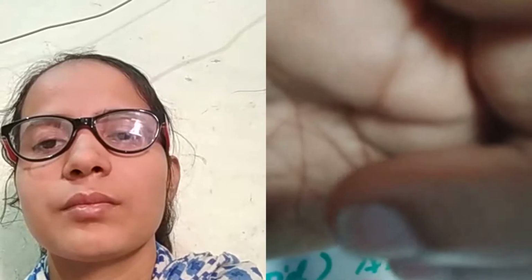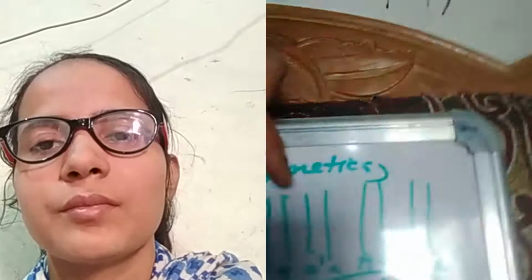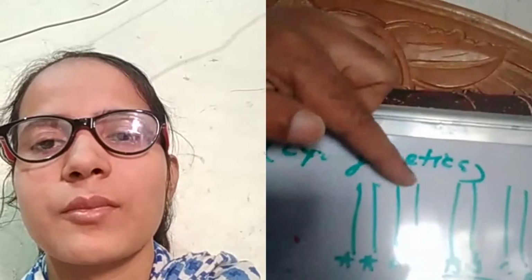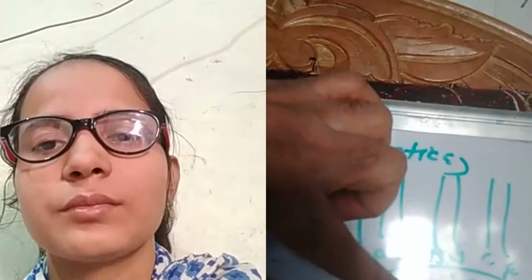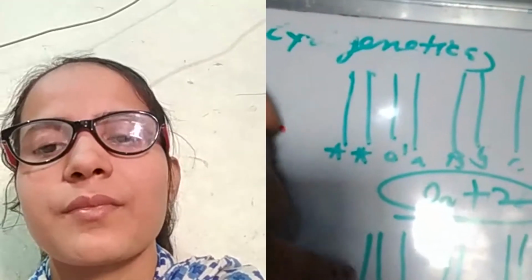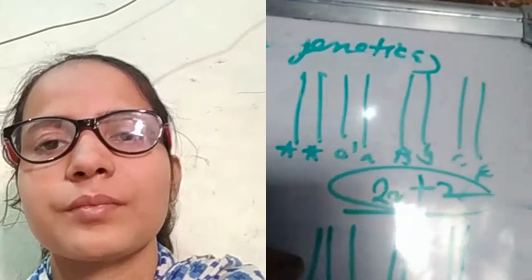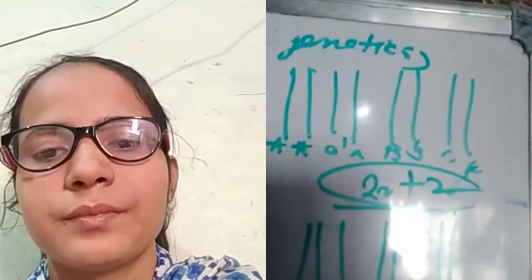Now it will be called 2n plus 2. This will be known as tetrasomy. Why tetrasomy? Tetra means 4, because the first pair is having 4 chromosomes. Therefore, the term tetrasomy is used. This is known as trisomy, because the first pair of chromosomes has 3 chromosomes. So these are known as trisomy, double trisomy, and tetrasomy.